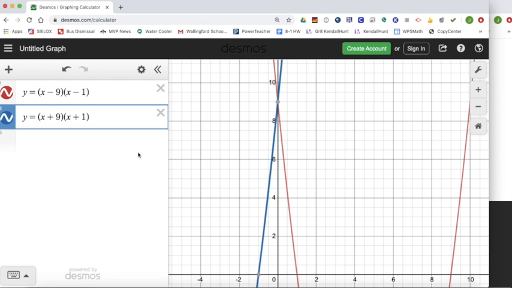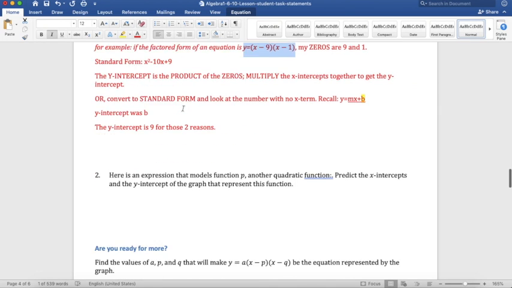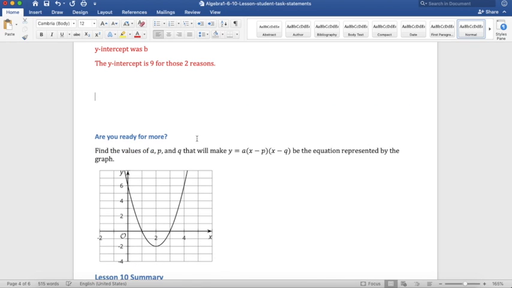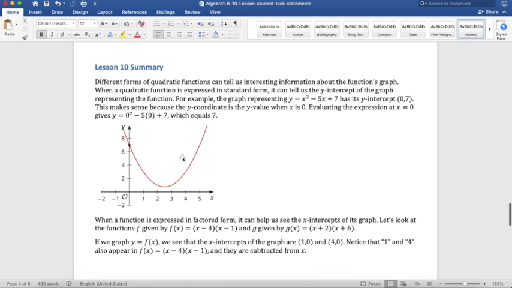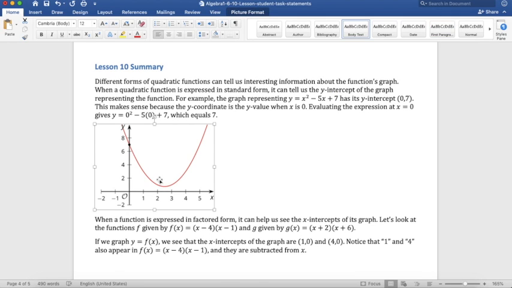So what we've seen so far is, let me get back to Word. That's going away. We are not ready for more. It's actually a decent problem, but it's too much work. So we've seen that different forms tell us different interesting information. We have standard form that tells us something, and factored form that tells us something else. In standard form, we can see that the y-intercept is just that last term. It's at (0, 7). But it doesn't really help us find the x-intercepts. This graph actually has no x-intercepts, and you'll learn about that later in the year. It turns out this graph doesn't have a very nice factored form.